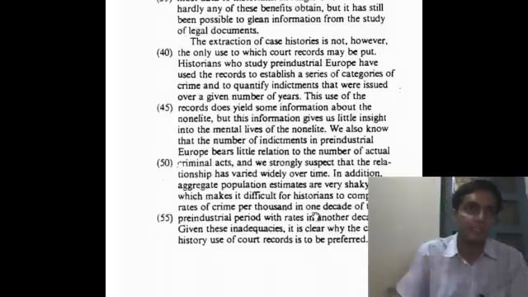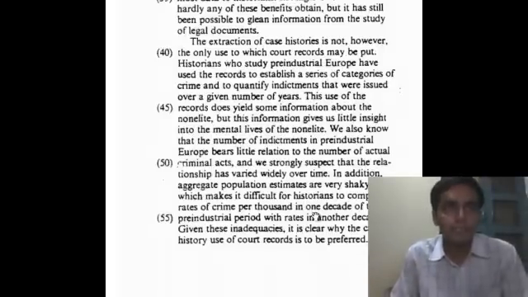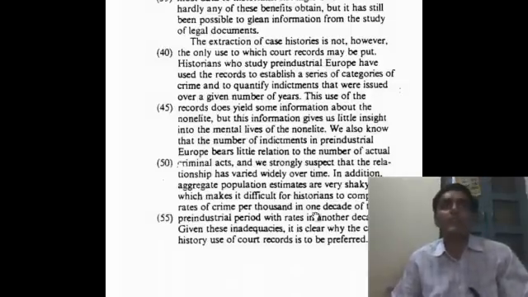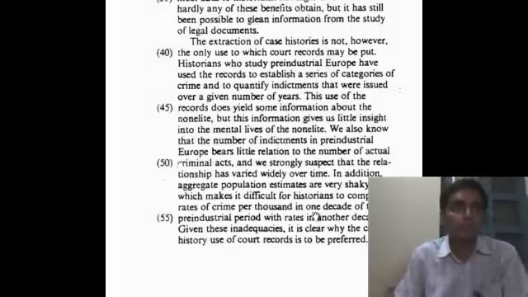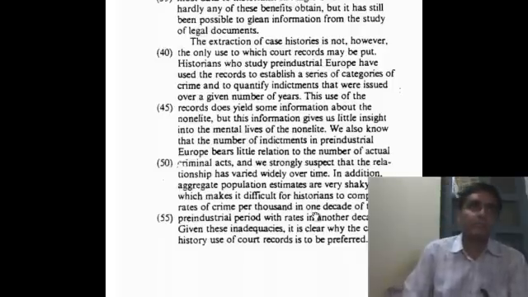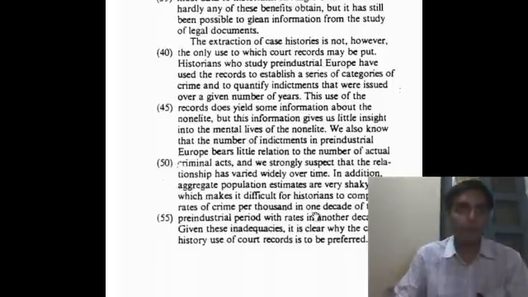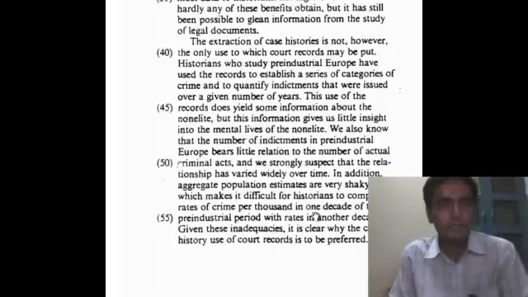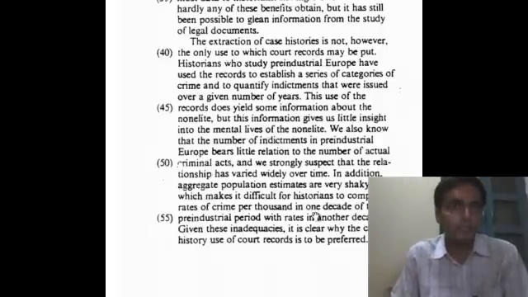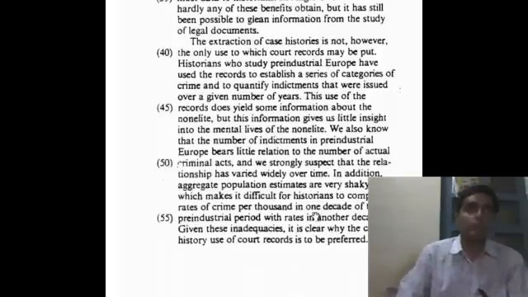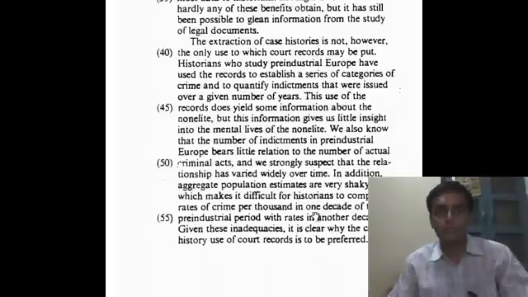In addition, aggregate population estimates were shaky, which makes it difficult for historians to compare rates of crimes per thousand in one decade of the pre-industrial period with rates in another decade. Given these inadequacies, it is clear why the case histories use of court records is to be preferred. Okay, so this is how we have read the paragraphs.